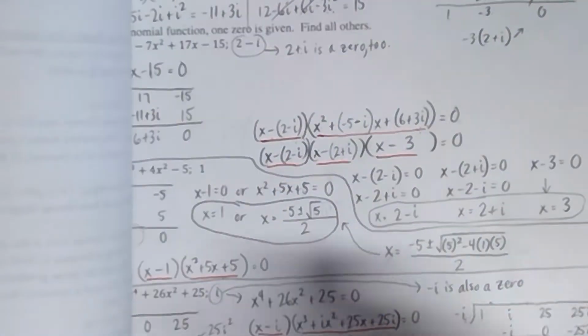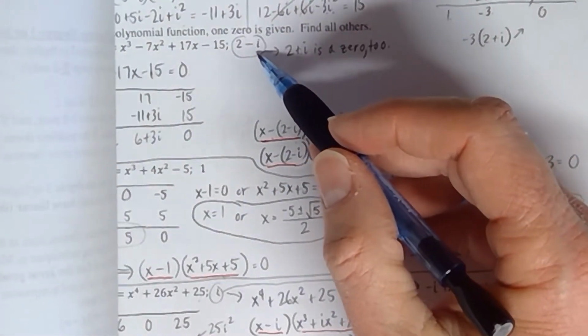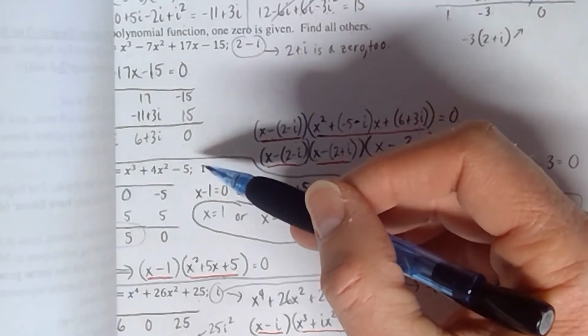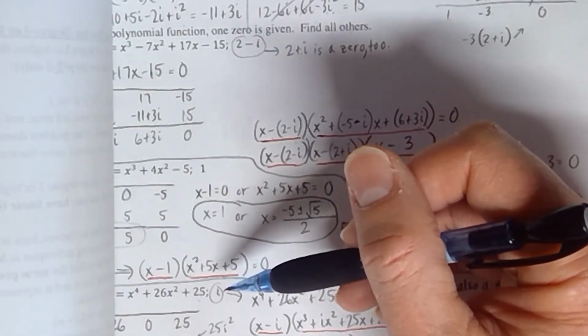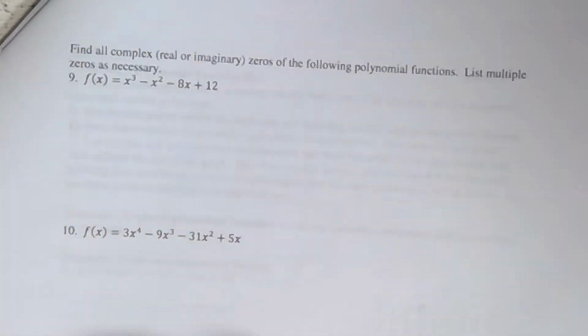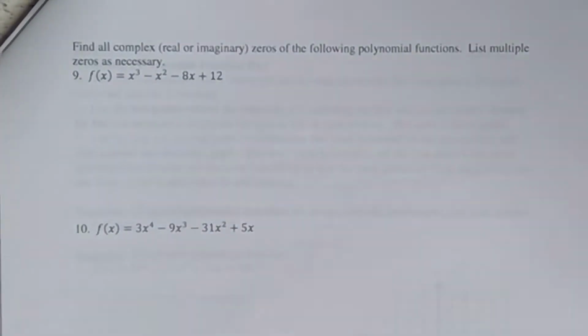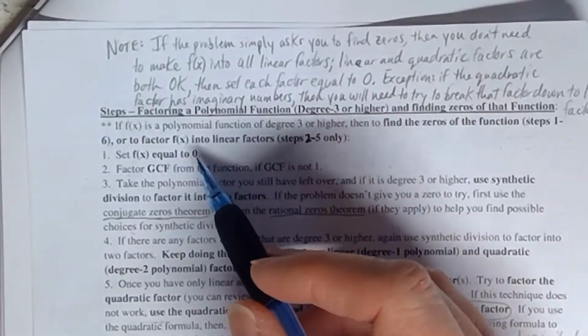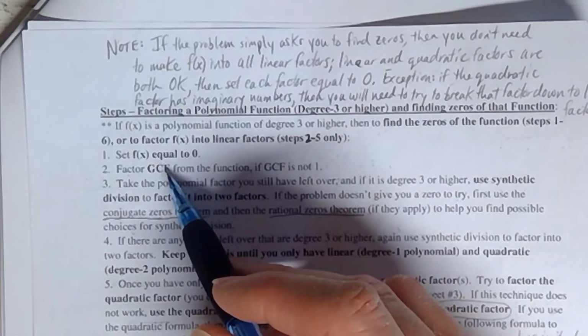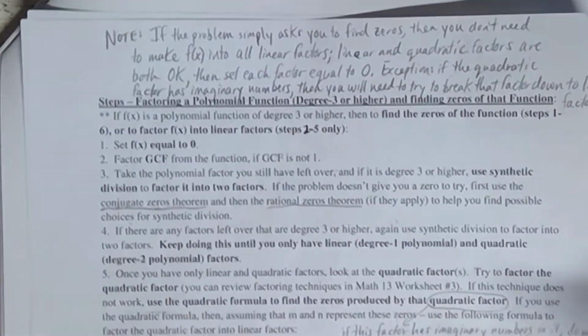Remember, in problems 4, 5, and 6, they started us off. They started us off with 2 minus i here. They started off with 1 right here in problem number 5 and i down here in number 6. They don't do that this time, okay? So let's look back at when we do these zero problems, all right? Again, we still set the f of x equal to 0, and we still do the GCF if possible.